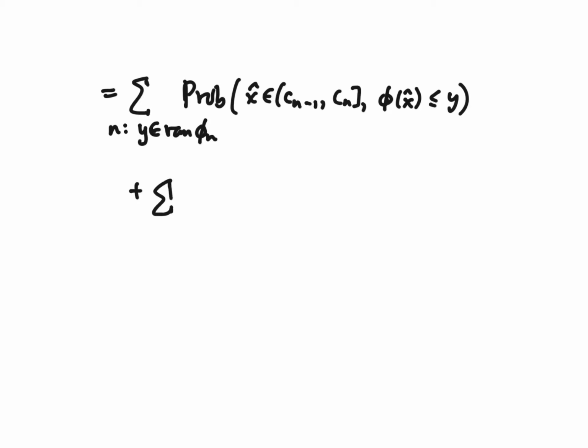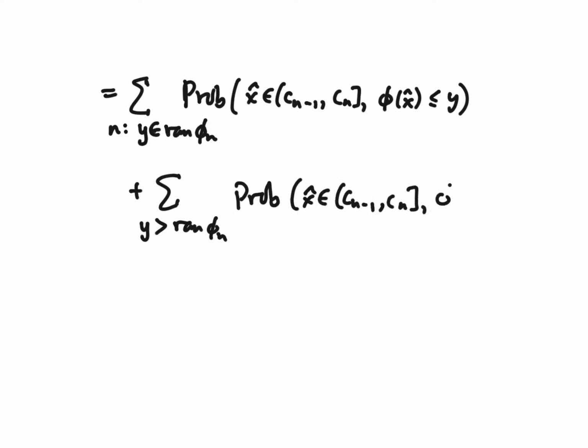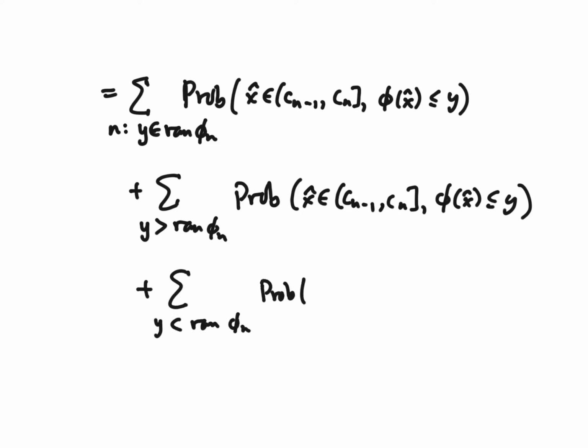And then those terms, where y is above the range of phi n, it's the same expression. All right, and then there's actually additional terms where y is strictly less than the range, and it's again the same expression. Okay. But you see, all of these probabilities are going to be zero, so we can just leave out all of these terms actually. Okay, let me explain why these probabilities are zero.